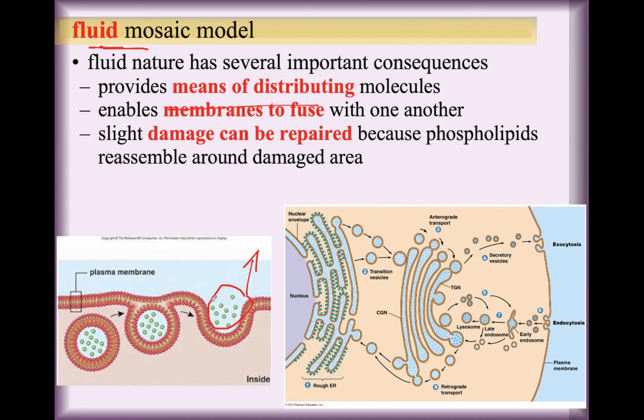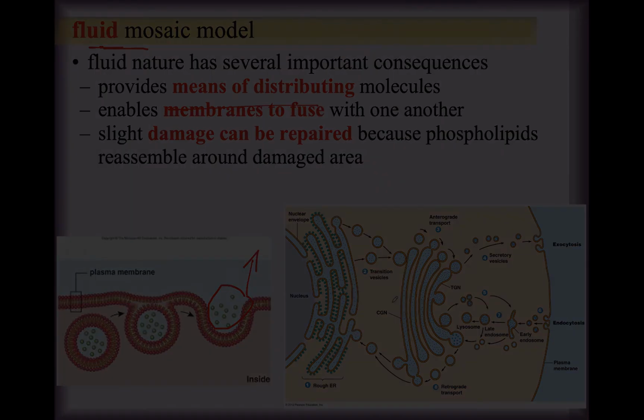Another important consequence of the fact that the membrane is fluid is that small damage can be repaired easily because the phospholipids just flow into the damaged area and fix it up. And everything is good. What we're looking at down here is part of what we call the endomembrane system of the cell. And so we've got a number of organelles that have phospholipid bilayer as part of them, and they can send vesicles back and forth to one another. And so that brings us to the end of video number 1. Video number 2, we're going to focus more on nucleus and a couple of the organelles.